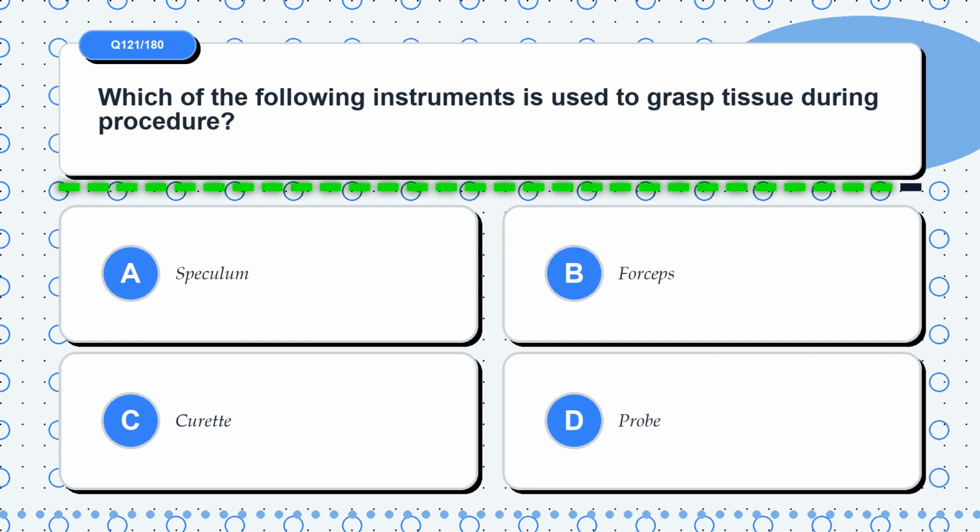Question 121. Which of the following instruments is used to grasp tissue during a procedure? Here are the options. Option A, speculum. Option B, forceps. Option C, curette. Option D, probe.